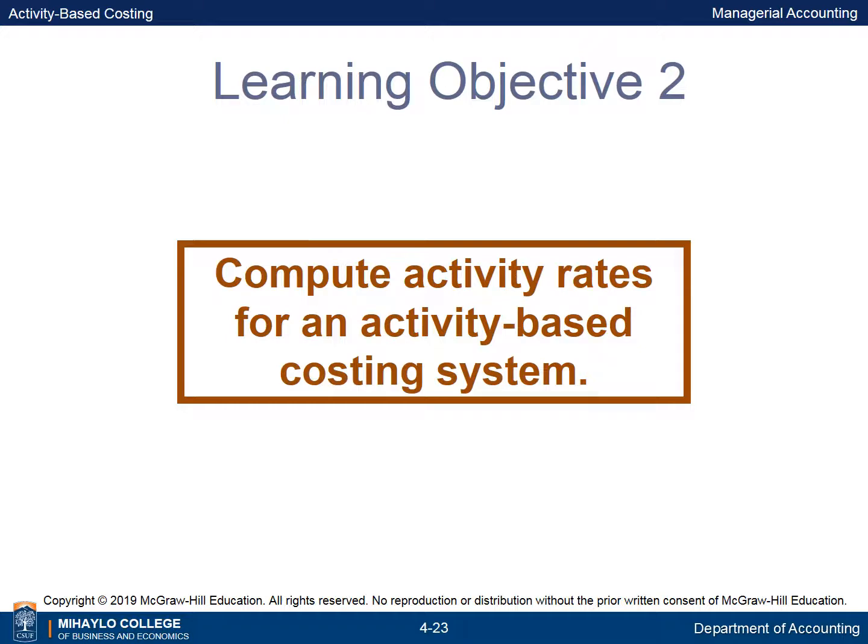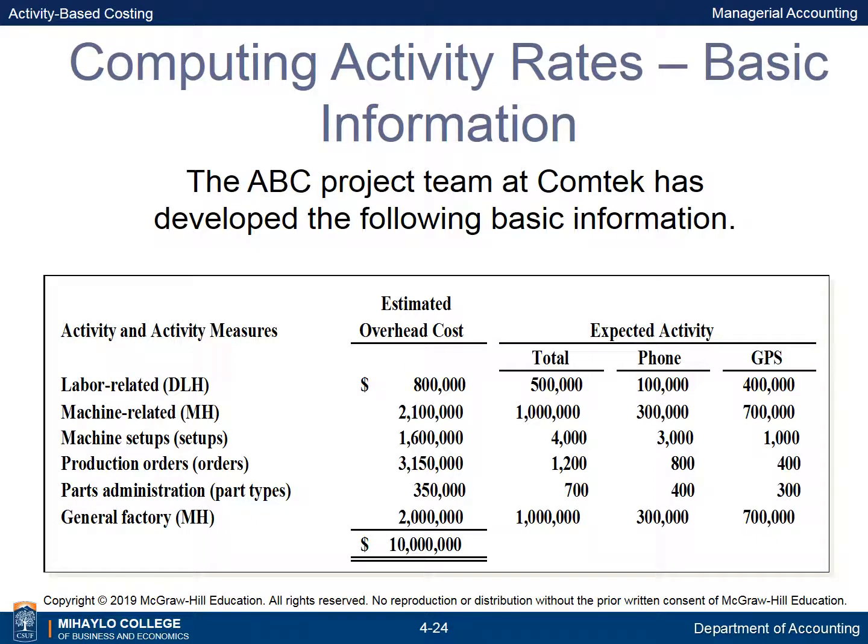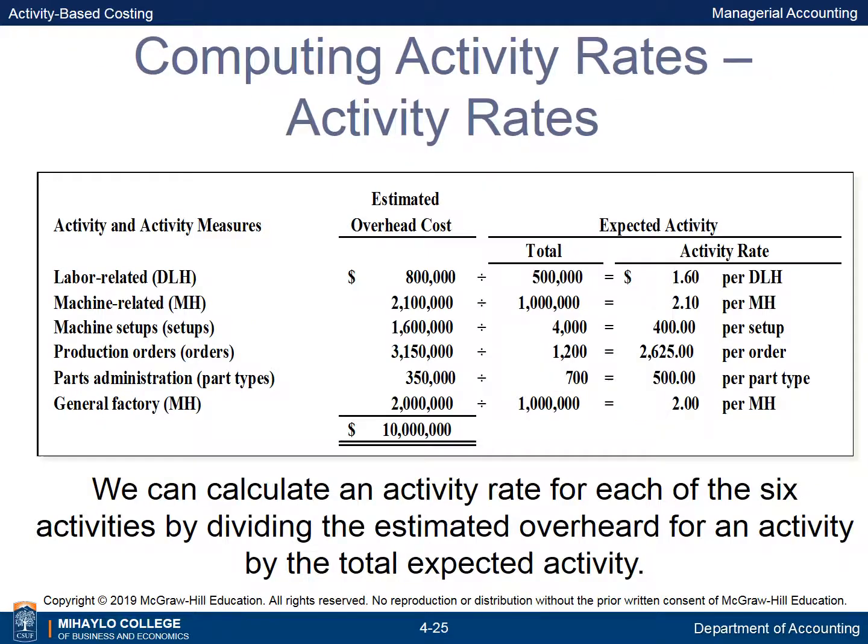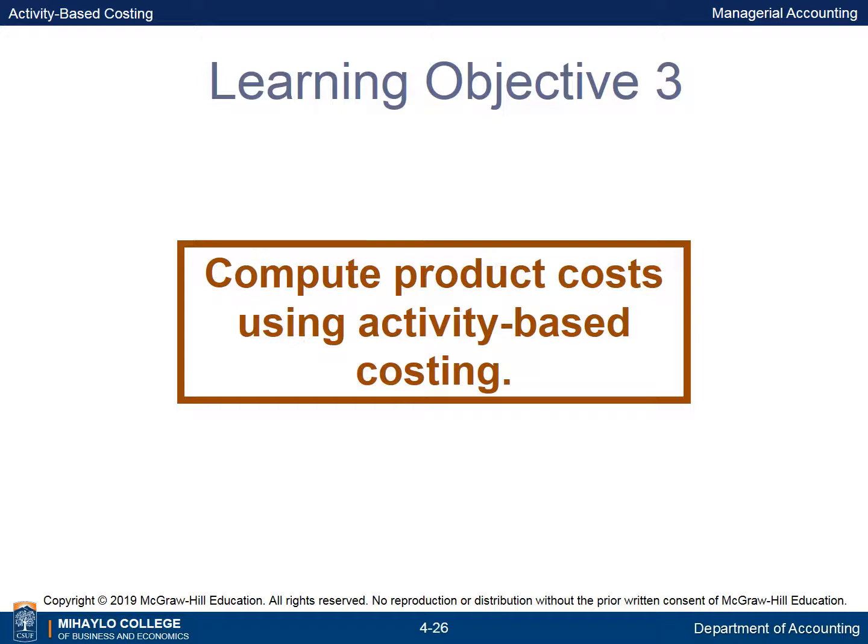Learning objective number 2 is to compute activity rates for an activity-based costing system. The ABC project team at Comtech has developed the basic information shown on this slide. We calculate an activity rate for each of the 6 activities by dividing the estimated overhead for an activity by the total expected activity. For example, the activity rate for production orders is $3,150,000 of overhead divided by 1,200 orders, resulting in an activity rate of $2,625 per order.